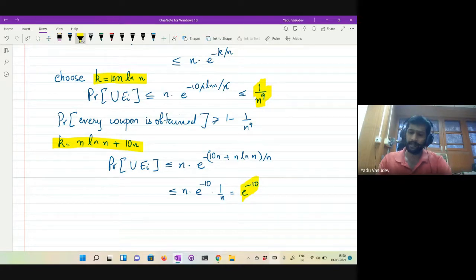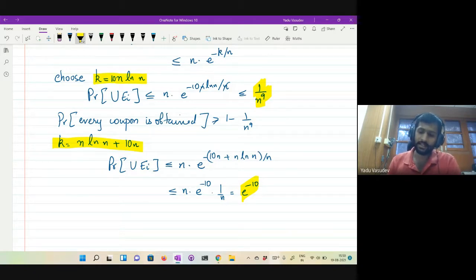This is a very good bound. 1 over n to the 9 is a very good bound. It's inverse polynomial, the error probability decreases polynomially with the number n. Here it's constant, irrespective, it doesn't depend on n. So it depends on the choice of the parameter, the number of boxes. We know that the expected number of boxes should be n ln n plus theta n. If you take so many, the probability analysis that we're getting is not very strong for such a bound.